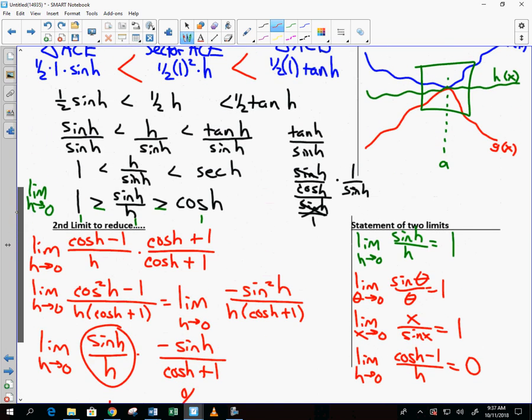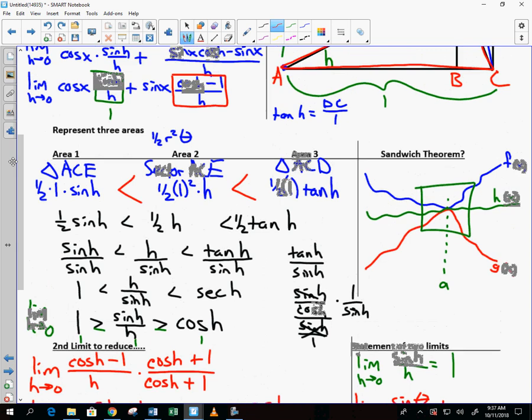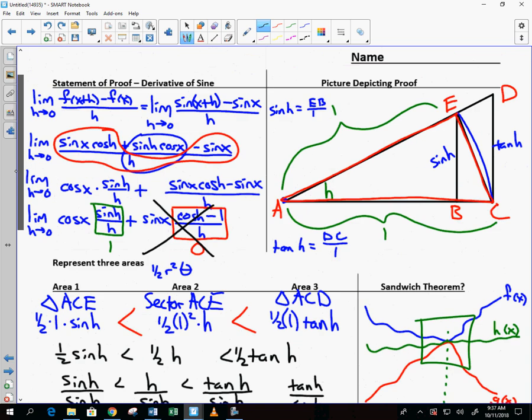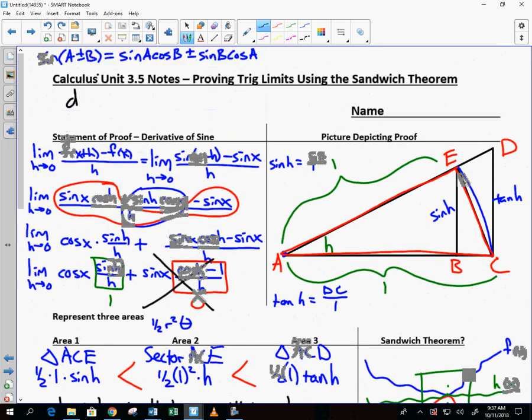So I could go back up to my box here, and what can I put? I could put this 0 here. So everybody look at what you've got. What is sine of x times 0? That goes away. What is cosine of x times 1? Cosine of x. So what did you just show? The derivative of sine of x is equal to cosine of x.